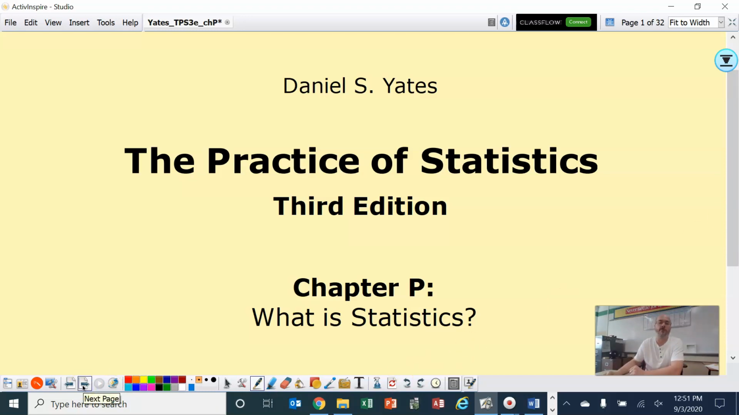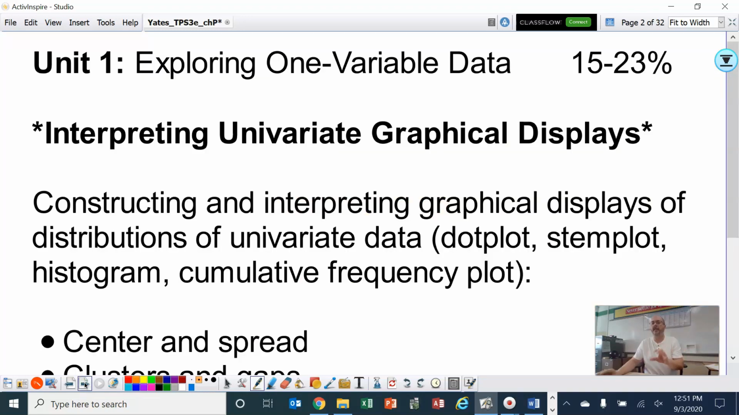Before we jump into Chapter P, remember how I talked about in the intro about three big ideas? Well, that first big idea is exploring data, okay? So in Unit 1, we're going to explore one variable data. Now, that covers about 15 to 23% of the curriculum required for the AP Stats test. So I'll be going over those different percentages as we go through the year. All right, so what is that? What is exploring one variable data?